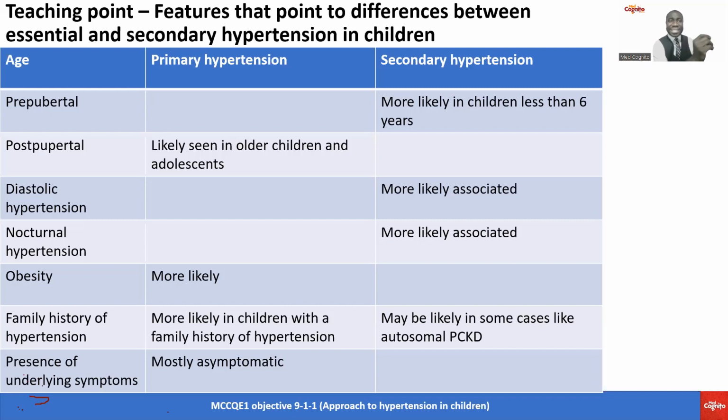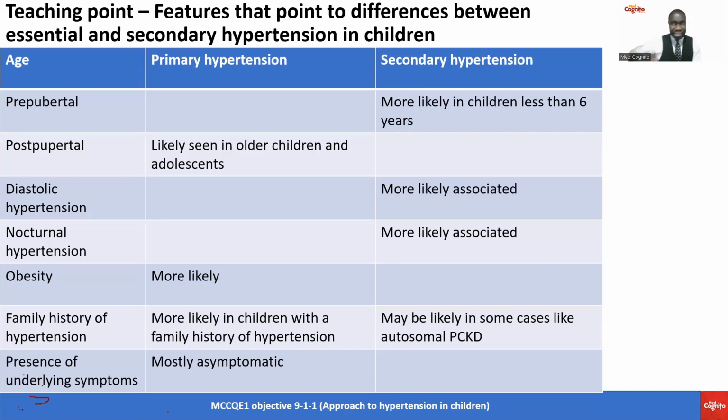Number one, we learned that it is more likely to see secondary hypertension in children who are younger. So secondary hypertension is more likely in children less than 10, less than 6, all right? Very young children. It is more likely to see secondary hypertension in them. That's the first thing. Post-pubertal, that is adolescents, it is likely to see primary hypertension in them. So I'm on the second line. Diastolic hypertension is more likely associated with secondary hypertension.